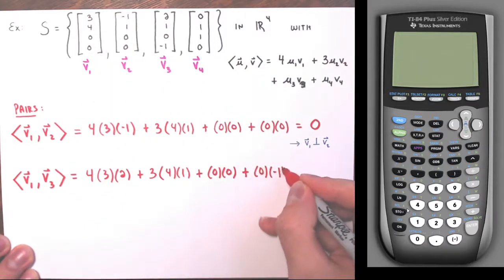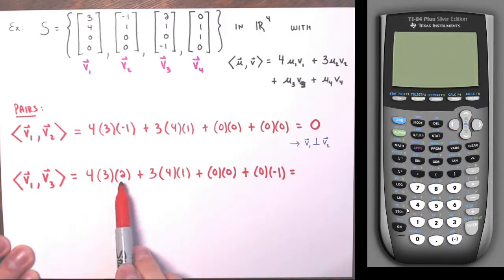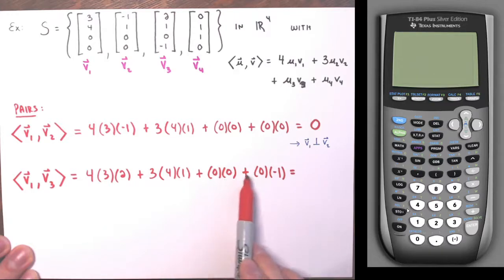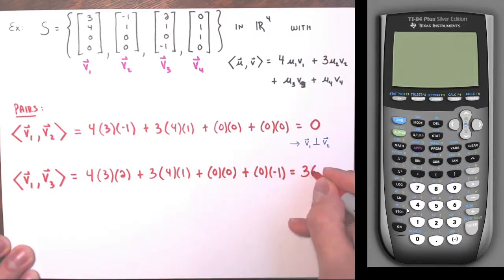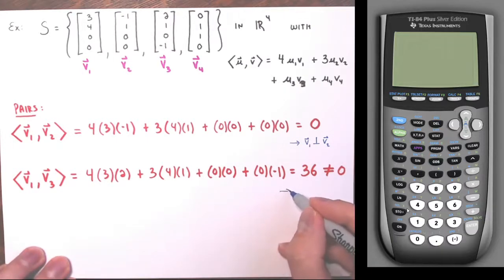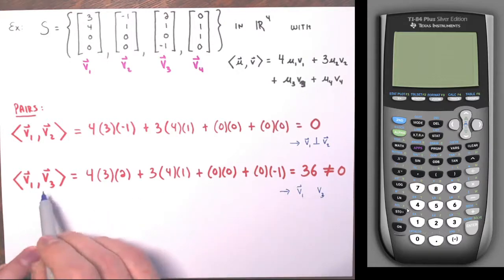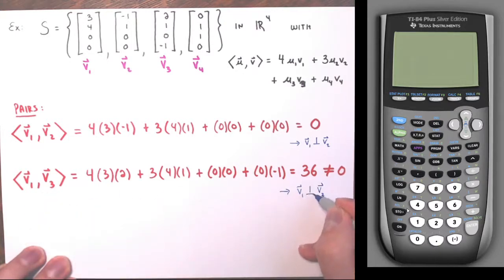Let's see what we get. 4 times 3 times 2, that's 24. 12 times 2 is 24. Plus 3 times 4 times 1 is 12. 24 plus 12 is 36. 36 plus 0 plus 0. This is 36. That is not 0. So under this inner product, vectors v1 and v3 are not orthogonal.